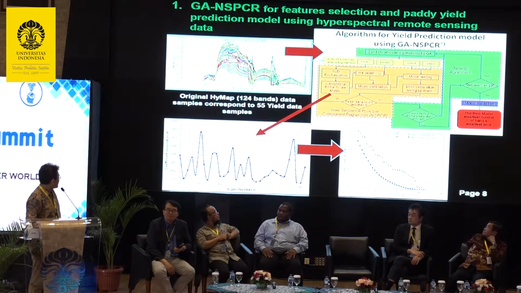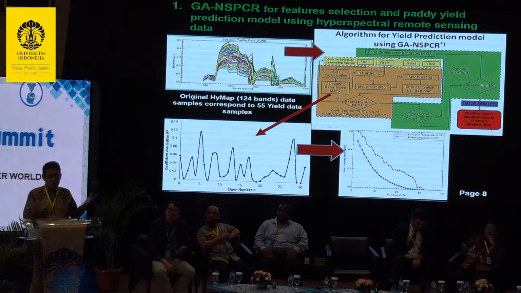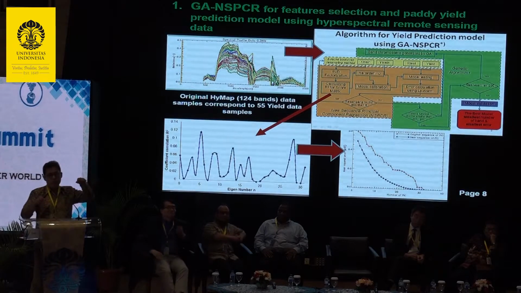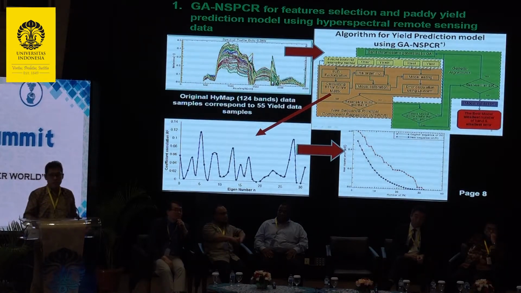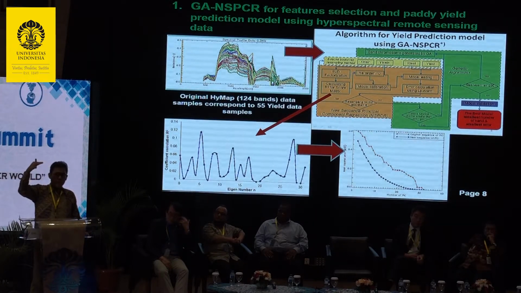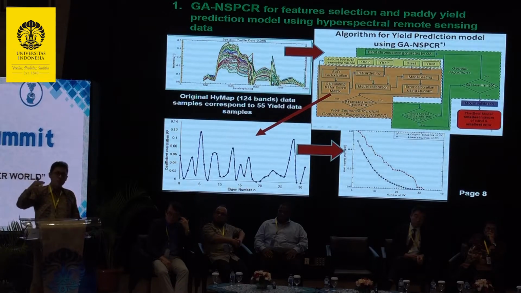So we do use hyperspectral for the airborne, but hyperspectral for the satellite is not yet available. But we combine it with what we have in the satellite remote sensing. We have the multispectral, so we combine.